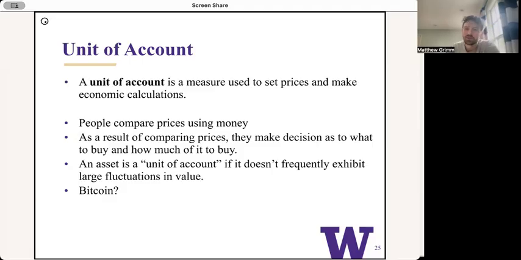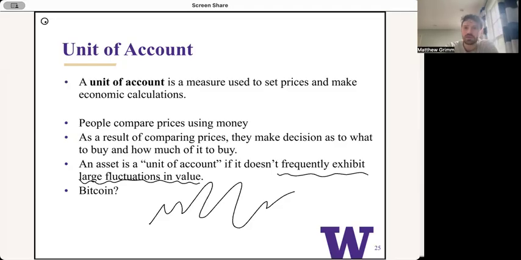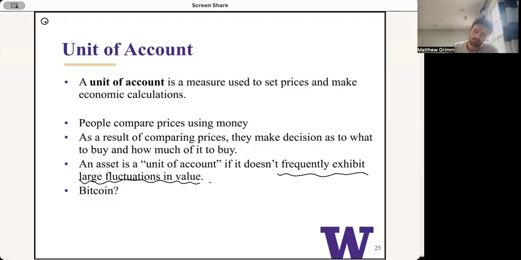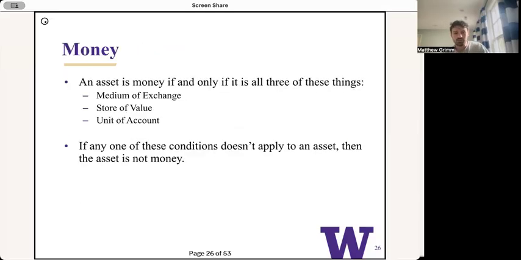And then it says Bitcoin? So okay, it says doesn't frequently exhibit large fluctuations in value. Bitcoin is kind of like all over the place. It goes up, it goes down. It's gone up quite a bit since like 2018 or something, but that doesn't mean it's not still going up and down, right? So because it does frequently have large fluctuations in relative value, I would consider it not a unit of account. So there's that.